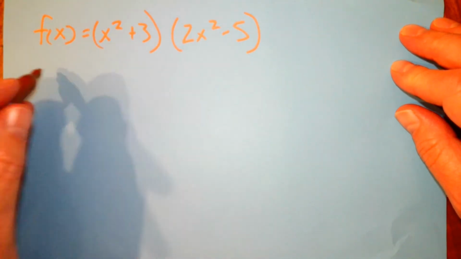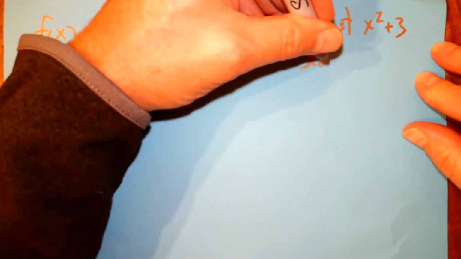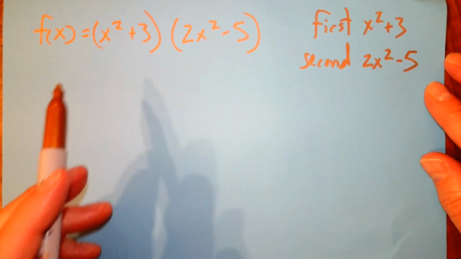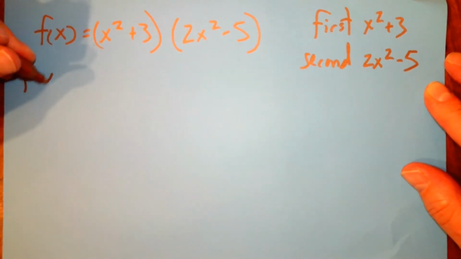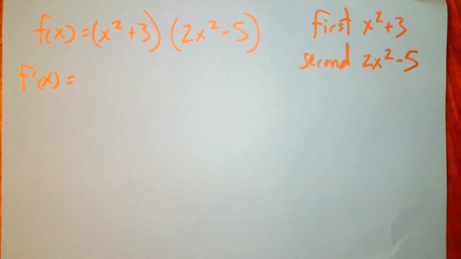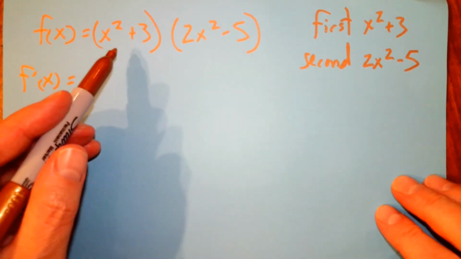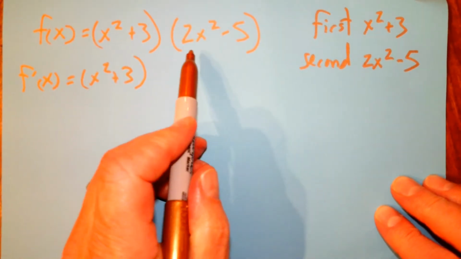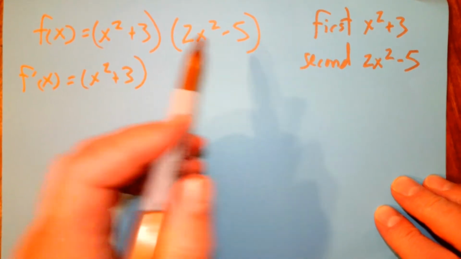So just to be clear, when I talk about the first term, I'm talking about x squared plus 3. And when I'm talking about the second term, I'm talking about this 2x squared minus 5. Okay? And the product rule tells us that when we take the derivative of two variable terms multiplied together, we do the first term, so x squared plus 3, times the derivative of the second term. So we take the derivative of this 2x squared minus 5.